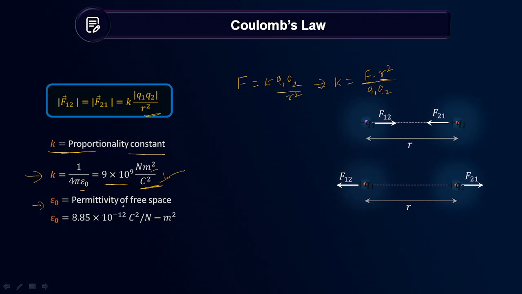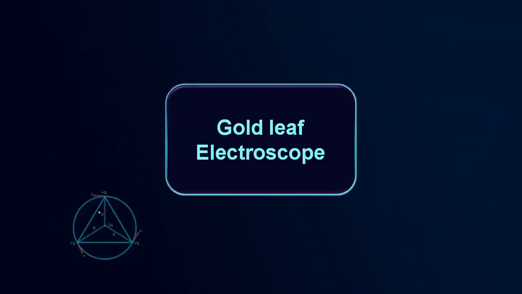Epsilon naught is called the permittivity of free space. Permittivity relates to how much the medium allows the two charges to interact. That is called the permittivity of free space. In the case of vacuum or air, it is around 9 into 10 to the power minus 12, or the exact value is 8.85 into 10 to the power minus 12 Coulomb square per Newton meter square. So the value of k is 9 into 10 to the power 9 for air or vacuum.